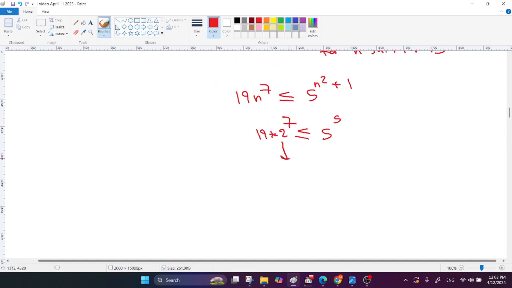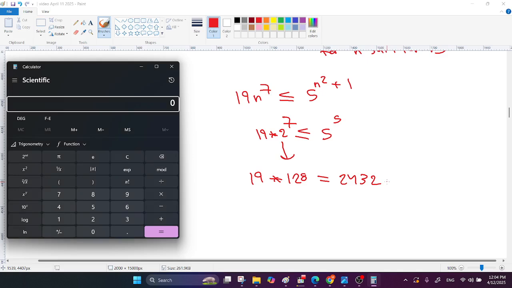What is 2 to 7? 2 to 7 is 128 times 19. You will get, I think, this. Let's check. So we have 19 times 128. Yes, I am good in calculations. 5 to 5 will be, I think, 3,125. Yes, 5 to 5. Okay, so the inequality is correct.